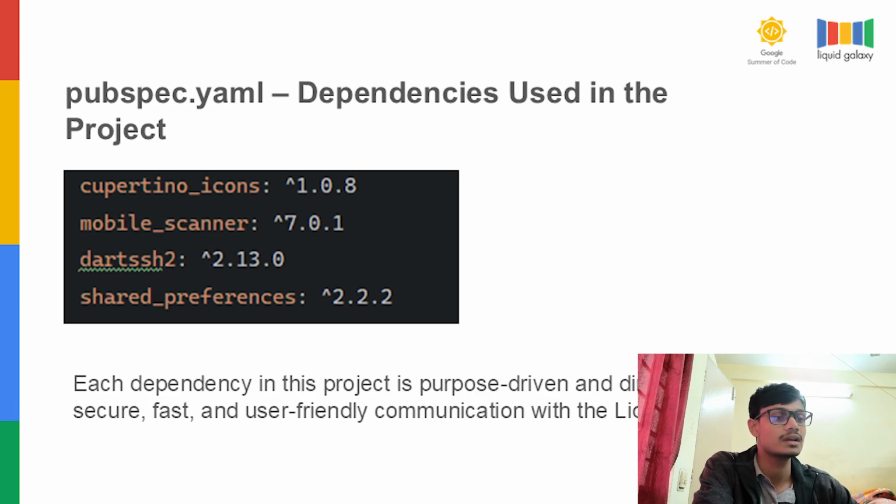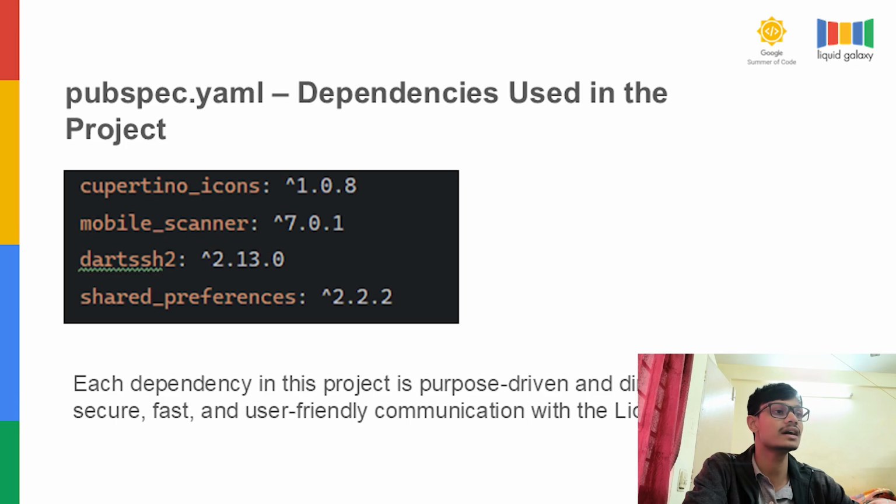Next dependency we have is Dart SSH2. As already seen, the mobile app uses this package to establish the secure SSH connection with the Liquid Galaxy master node. SSH ensures encrypted communication, preventing unauthorized access while sending commands or KML files.